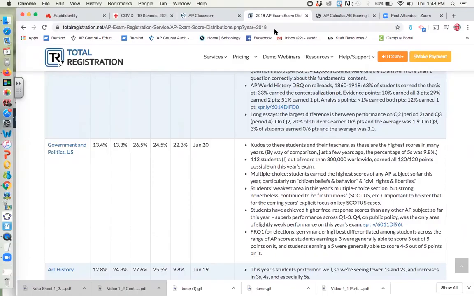Don't forget to do the rest of this, though. I always forget. I've got so many windows open.